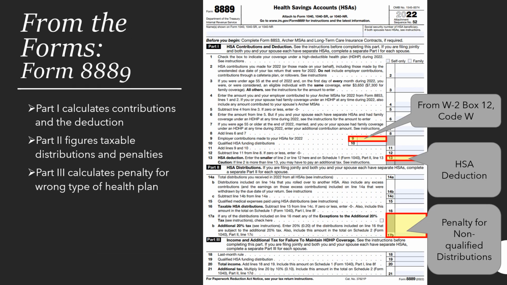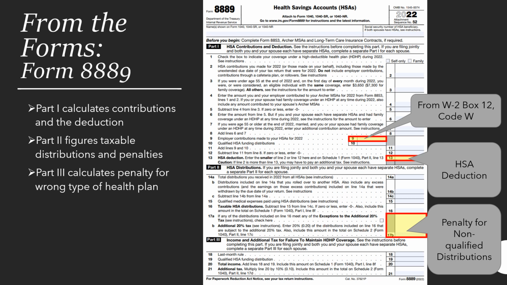As promised, here's our Form 8889 for health savings accounts, and you can see it's divided into 3 parts. Part 1 is where it calculates the contributions and the deduction. Part 2 figures any taxable distributions and if there were penalties involved. There's an additional 20% tax if distributions are taken for non-qualified expenses. And Part 3 calculates the penalty if the individual had the wrong type of health plan.